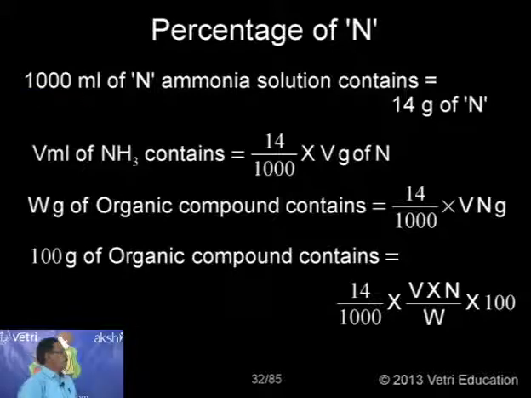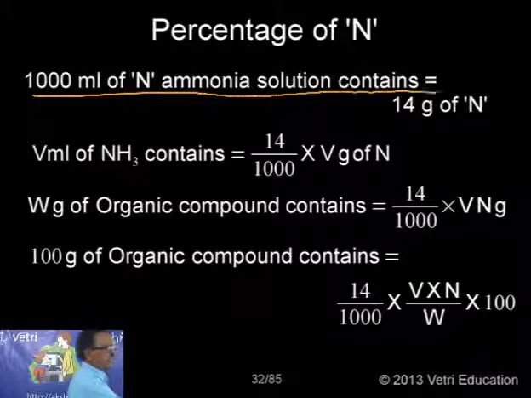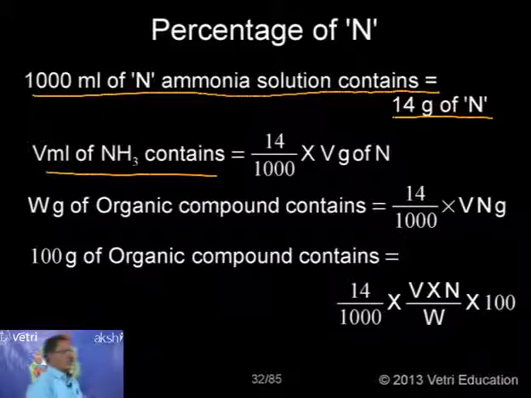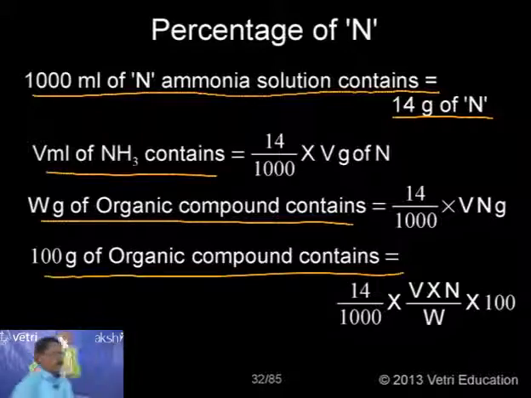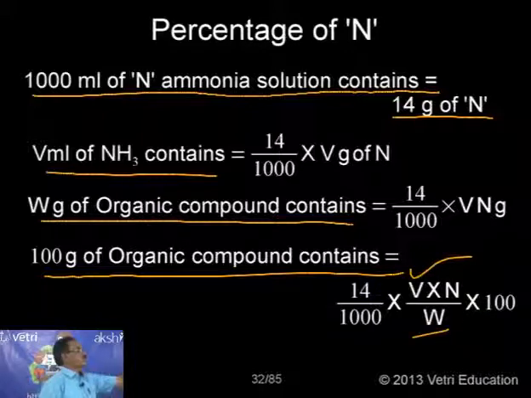So let us assume 1000 mL of N ammonia solution contains 14 grams of nitrogen. So V mL of ammonia contains 14 by 1000 into V gram of nitrogen. We have used W grams of organic compound. So W gram of organic compound contains 14 by 1000 into V into N gram. So 100 grams of organic compound contain 14 divided by 1000 into V into N divided by W into 100. Here V is the volume of acid consumed by ammonia, N is the strength of the standard acid, and W is the amount of substance used.